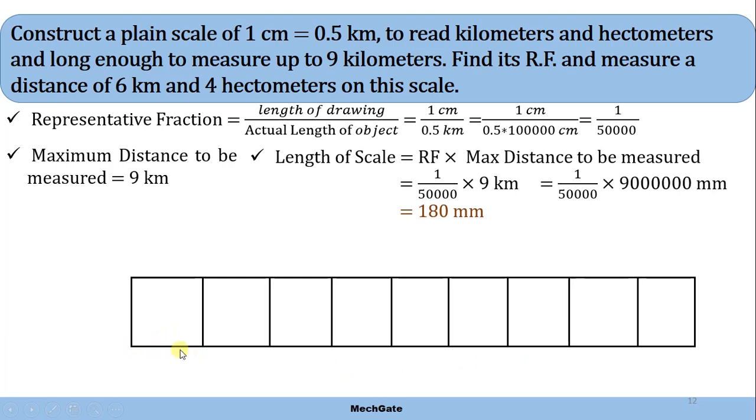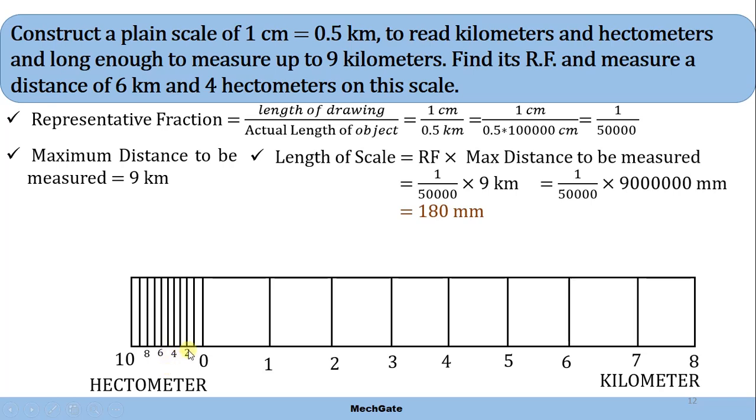Next step, at the end of the first division put the 0 mark, and on the right hand side of the 0 put the larger unit, that is kilometer, and give the numbering 1, 2, 3, 4, 5, 6, 7, 8. On the left side, mark 1 to 10, because we know 1 kilometer is equivalent to 10 hectometer. So that is 10, and that is my hectometer. Now this length is equivalent to 20 millimeter, so we can easily divide 20 millimeter by 10, giving 2 millimeter each division. So let's divide that and give the numbering 2, 4, 6, 8.